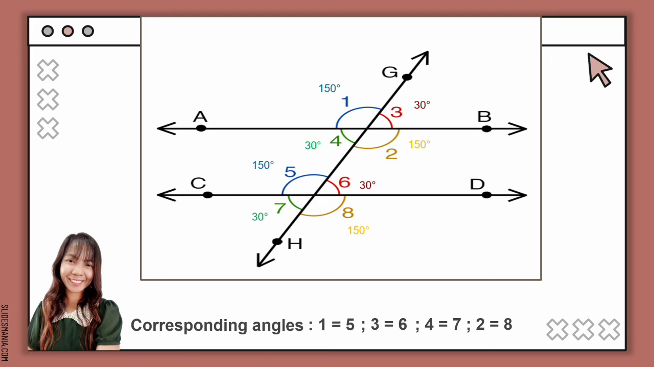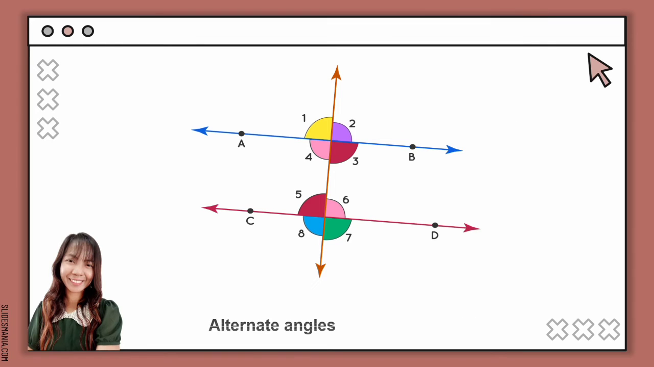So these are the corresponding angles. Next is the alternate angles. Okay, can you still remember about alternate angles? For example, angle 4 and angle 6. They are equal in measure because they are alternate angles.